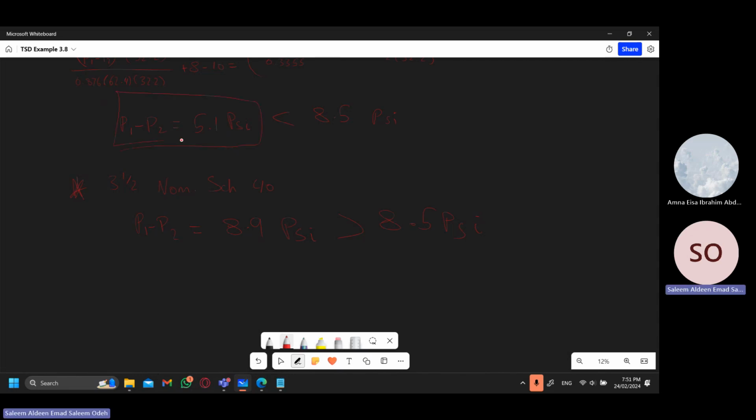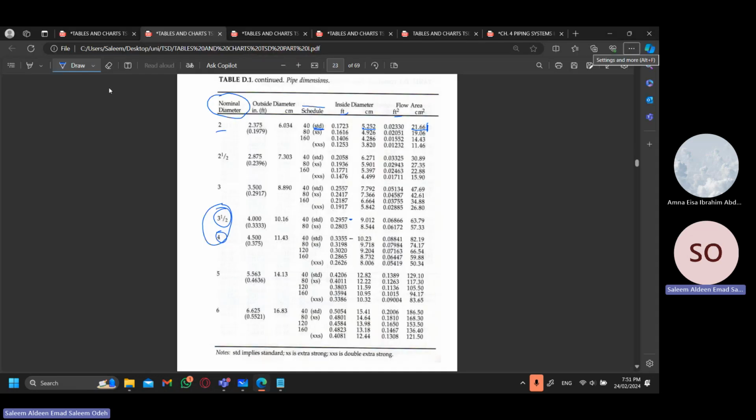Always use a higher diameter unless it's special occasions or special scenarios, which we will go over after your midterm. You will take it, but for now just choose the bigger option. If you have more than one option, always choose the bigger option.